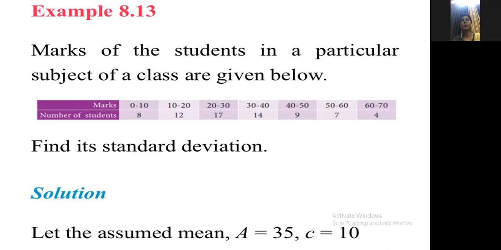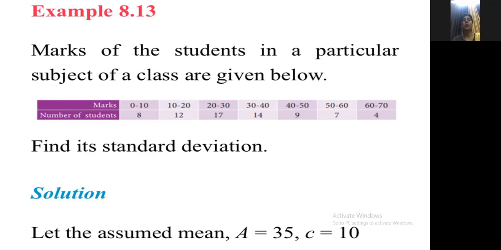Let's have an example related to this. The marks of the students in a particular subject of a class are given below. Here we have the class intervals of marks, from 0 to 10, going up to 60 to 70. The frequency is also given, that is the number of students, which shows the frequency of occurrence of these marks. The frequencies given are 8, 12, 17, 14, 9, 7, and 4 for the respective class intervals.